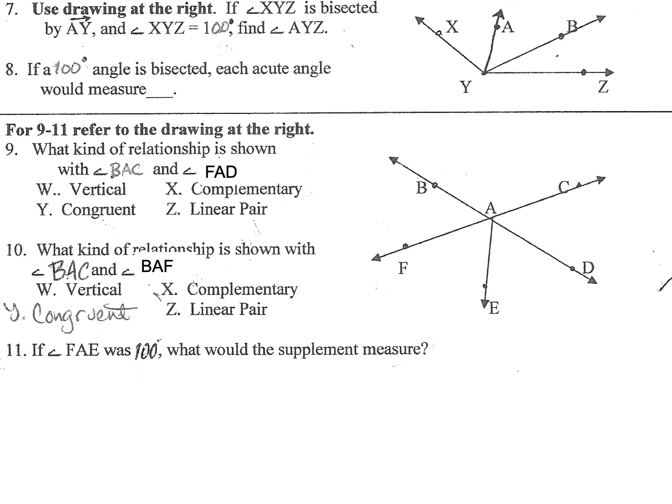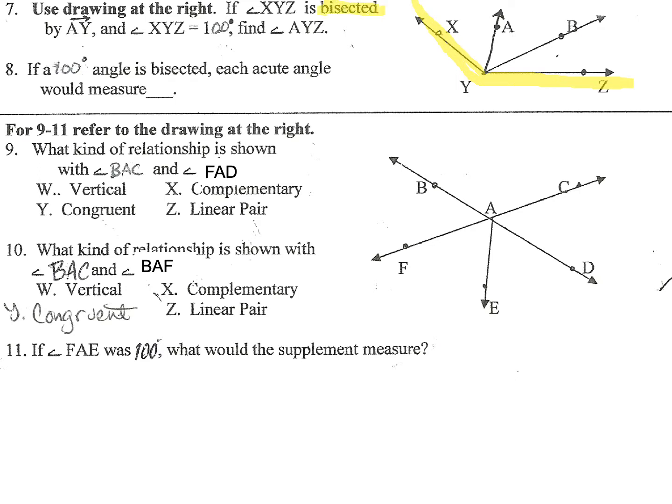All right, so number 7. Drawing at the right, if angle XYZ is bisected by AY and XYZ is 100, find angle AYZ. So we want to find AYZ, this angle right in here, but it's kind of drawn strange, and sometimes they'll do that on the ACT just to throw you off. So let's look at the whole thing to begin with. The whole entire thing, XYZ is the big angle, and that's 100. They're giving you that, and they said it's been bisected.